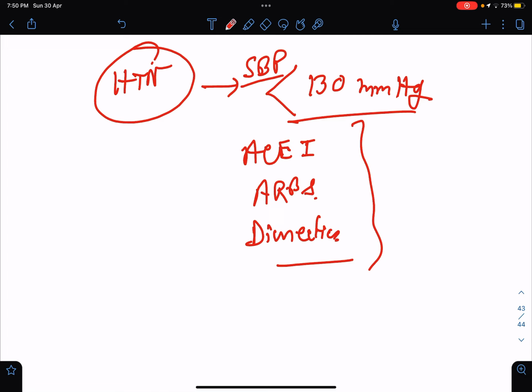So this was all about heart failure which I wanted to discuss today, the management and the diagnosis part of heart failure. I'm sure it will be very helpful, and this information is taken from the latest guideline of the American Heart Association, AHA.